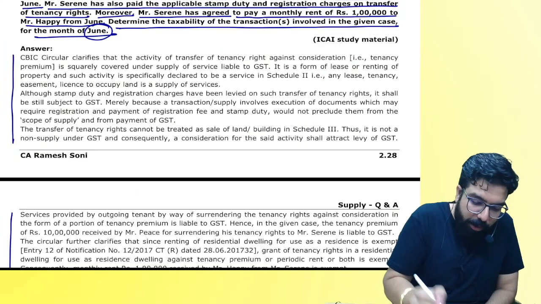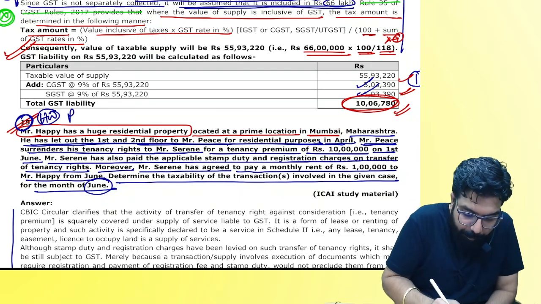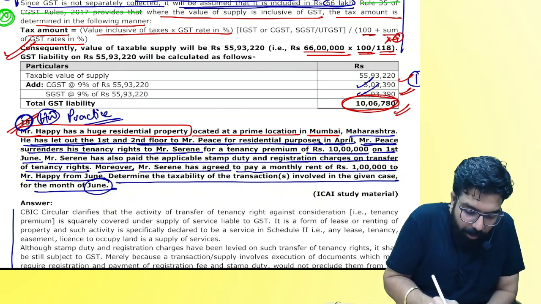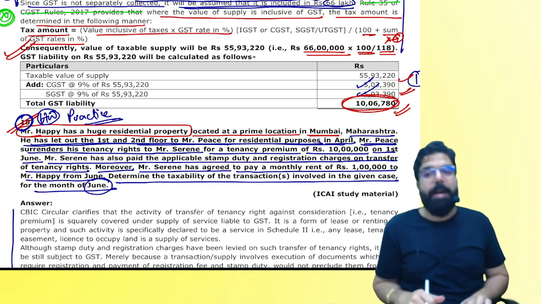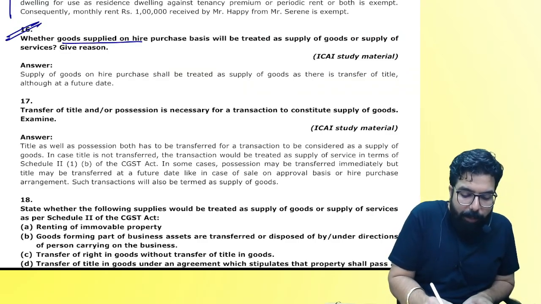Today at home, you have to write and practice this question. Question number 15, it's your homework. You have to practice by writing. You have to write and practice. Next. Whether goods supplied on hire purchase.